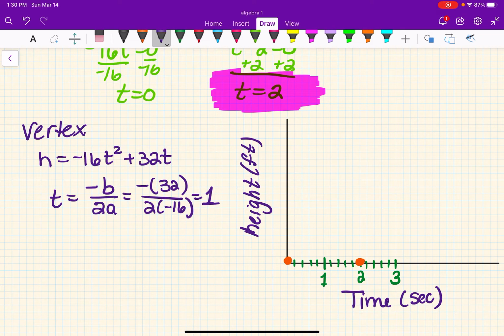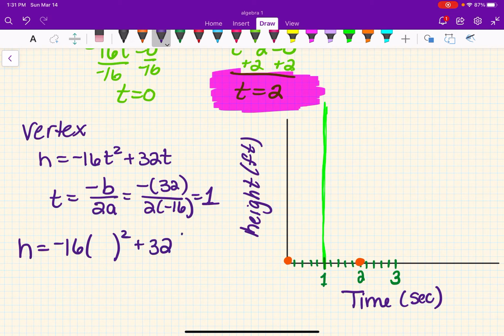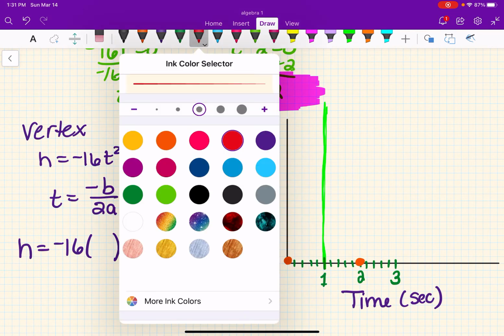Well, now we know our axis of symmetry is 1 second, so we could draw this line. So we know our vertex is on this line somewhere. The question is, well, how high did it go? So we know at 1 second it's going to reach its maximum height. Well, how do we figure that out? We know this from the last chapter. We're going to plug in 1 into our t value because we know it's at 1 second that it reaches its maximum height. So that's what we put in to find the maximum height.